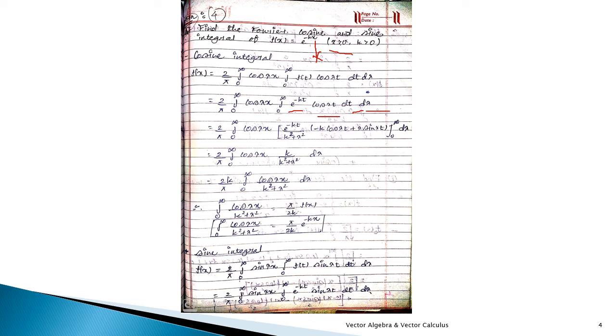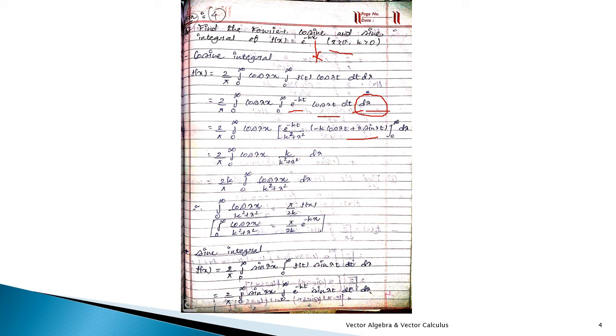So we have another formula for the exponential into the cos, as we all know. I'm just applying this: e raised to minus at upon a square plus b square, so e raised to minus kt upon k square plus lambda square, and here will come a cos plus b sin. So a is minus k into cos lambda t plus b, that is lambda, into sin lambda t. This is for the limit 0 to infinite, and d lambda will remain as it is, because we are not going to simplify it.